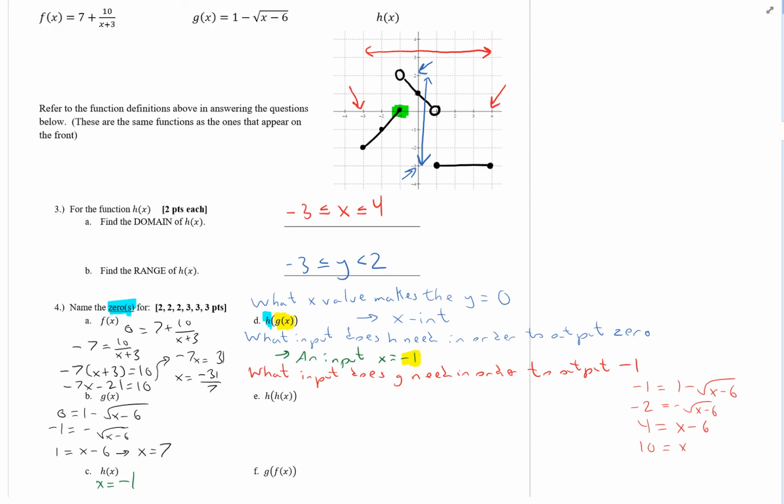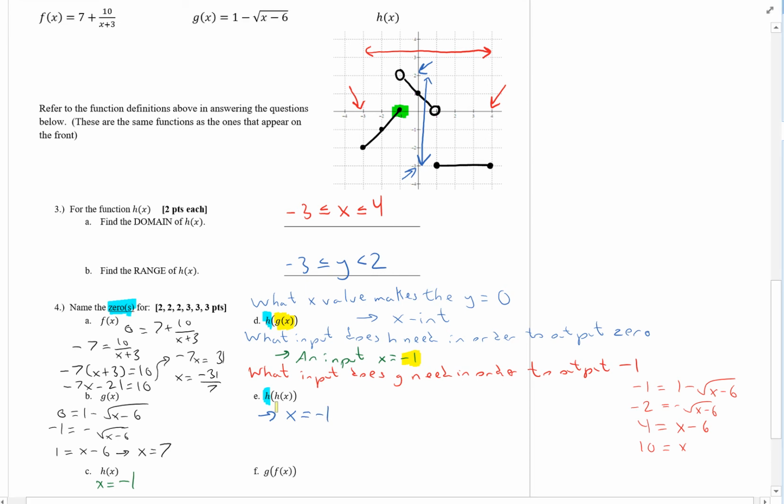We're going to answer this again, right? Asking the same question. What input does the outer function need in order to output 0? That would be an input of x equals -1.